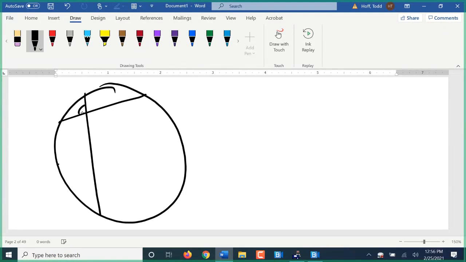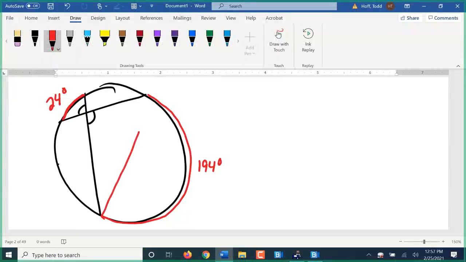So I'm trying to find this angle here and this angle here. Of course, they're the same. If I know that this is a 24-degree arc, and this is a 194-degree arc. Now, half a circle, if I draw my diameter, half a circle would be 180 degrees. That makes sense. A little bit more than half the circle.